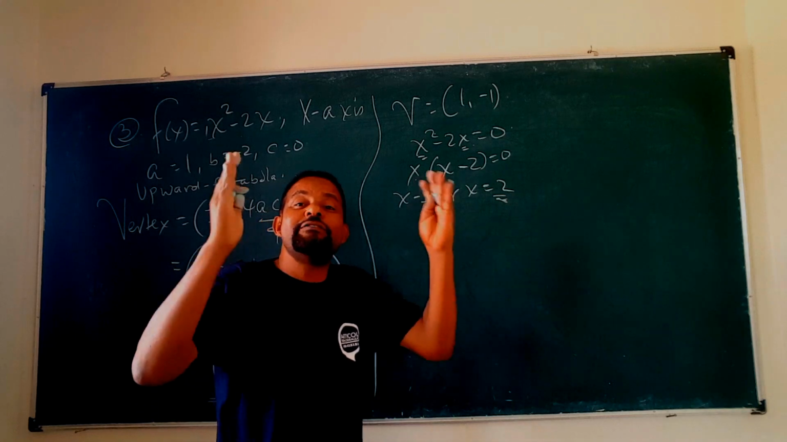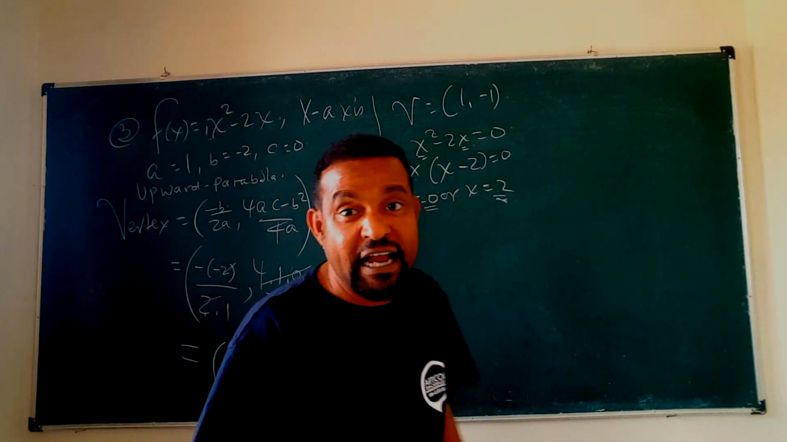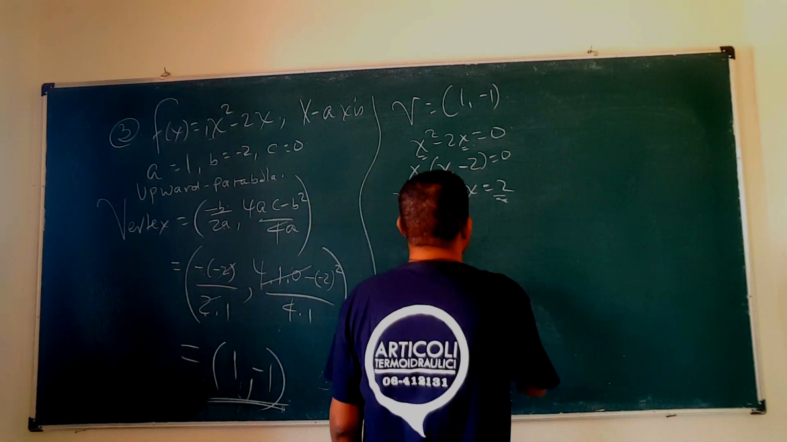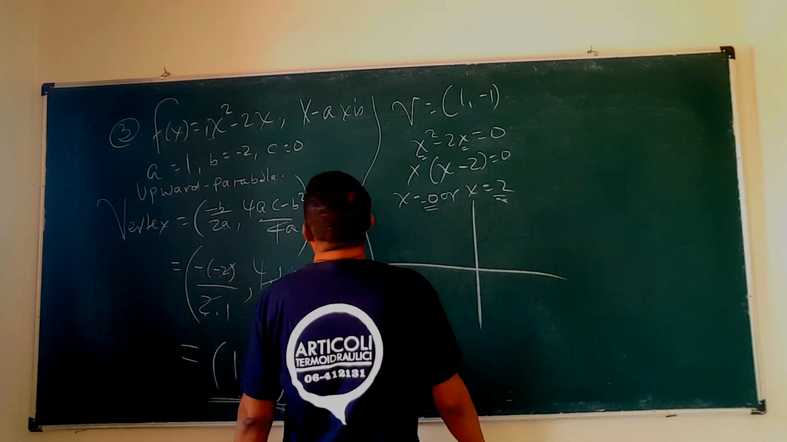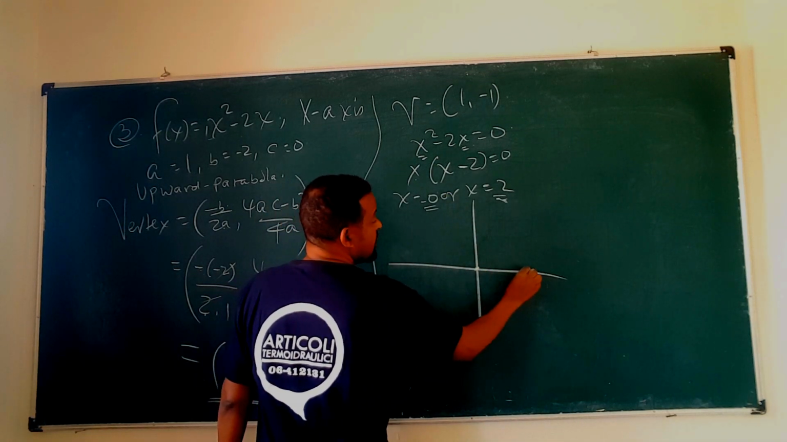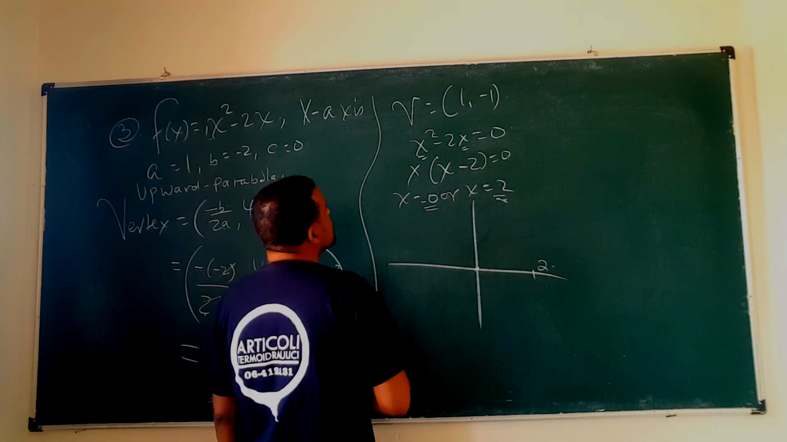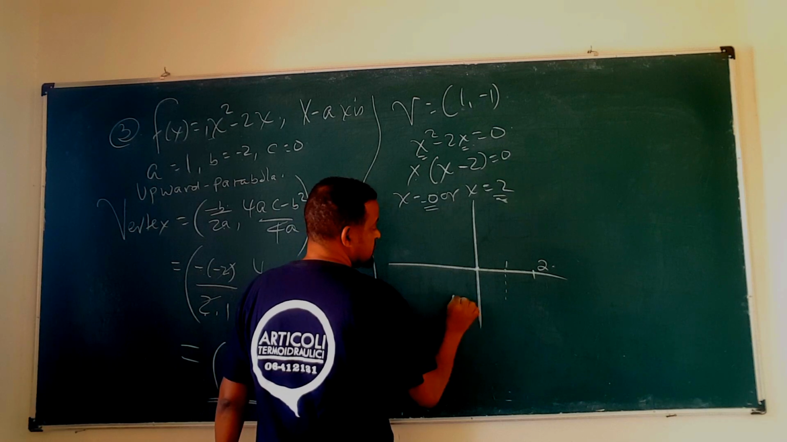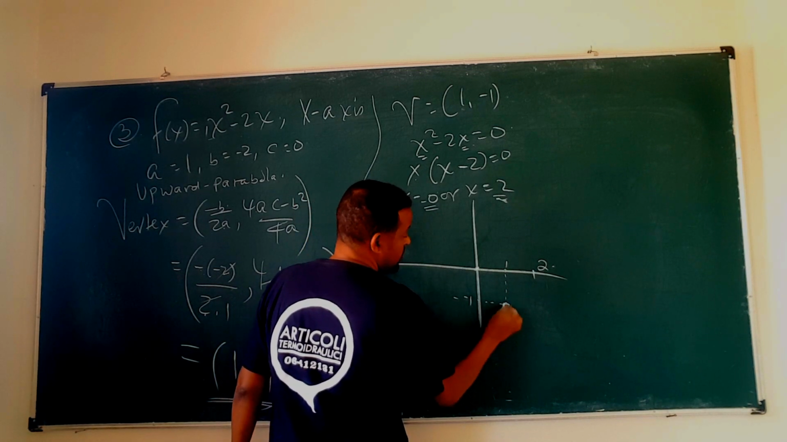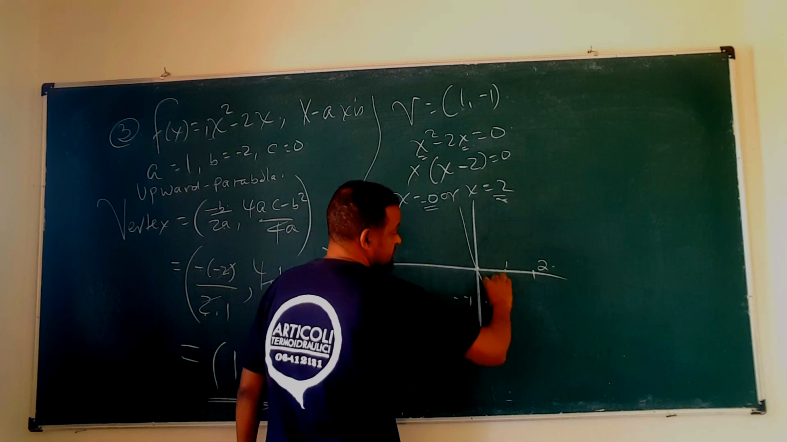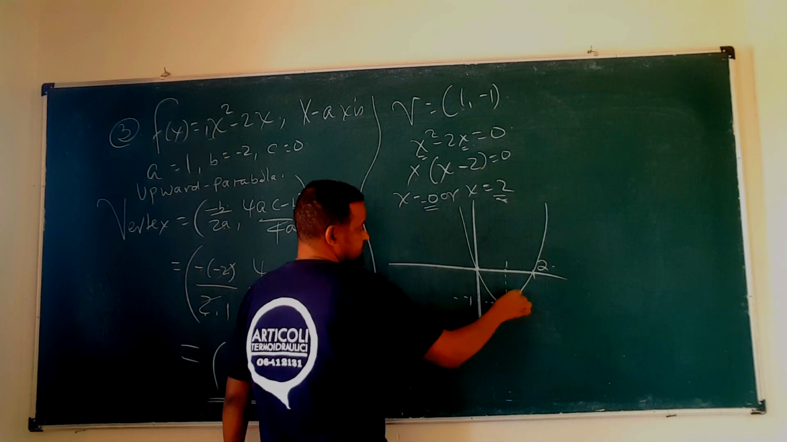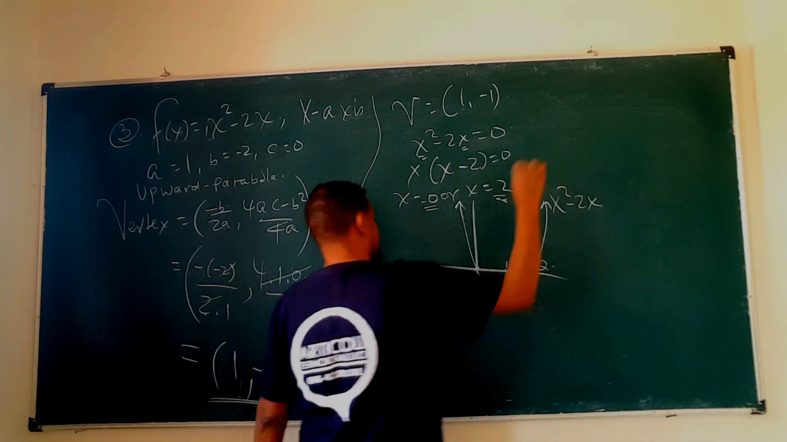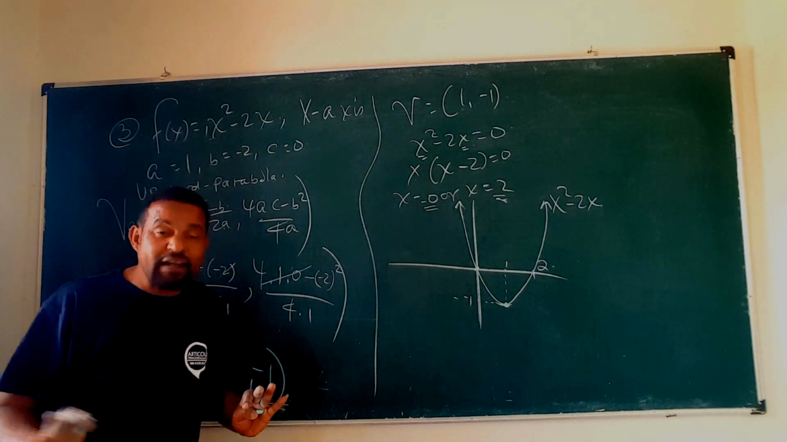So we use the x-intercepts as the vertical lines x equal to a and x equal to b. Now the graph looks like this. Look at the graph. The x-intercepts are at 0 and 2. Okay. What about the vertex? The value of x is 1, and suppose it is at negative 1 here. So our parabola is a parabola like this. This is the parabola x squared minus 2x. Okay, now we have drawn the graph.